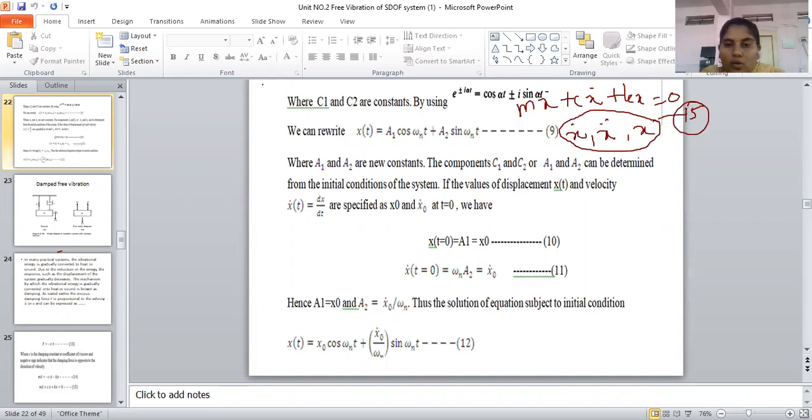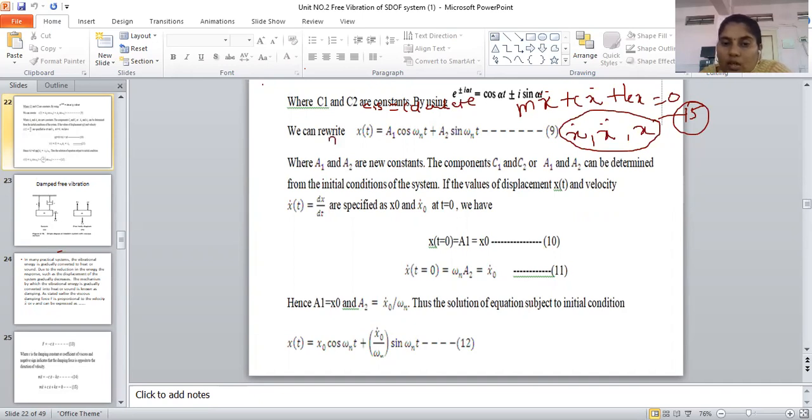By solving this equation, we have taken x of t as c into e raised to st. So we have to calculate the c and s values. Now in equation number 15, the x double dot value is here, the x dot value is here, and the x value is here. x we already got.